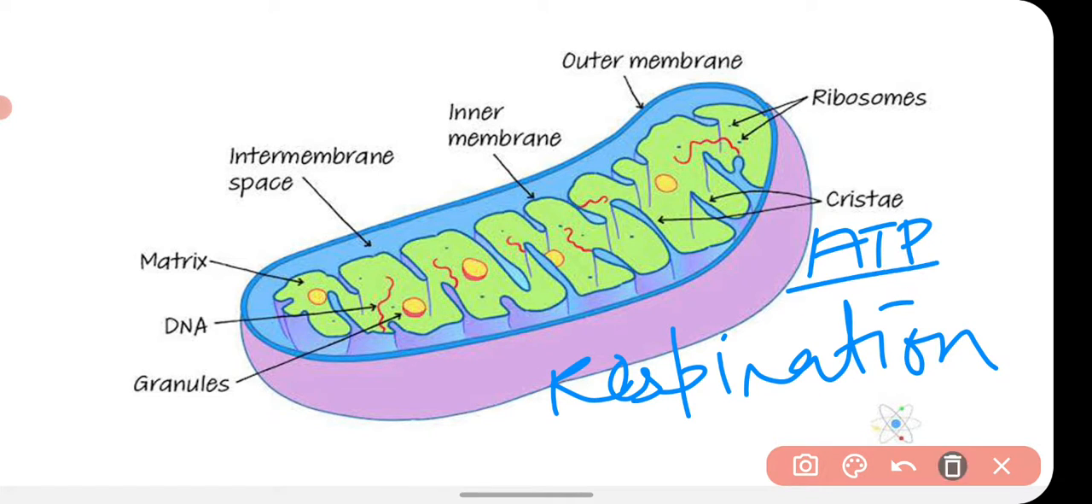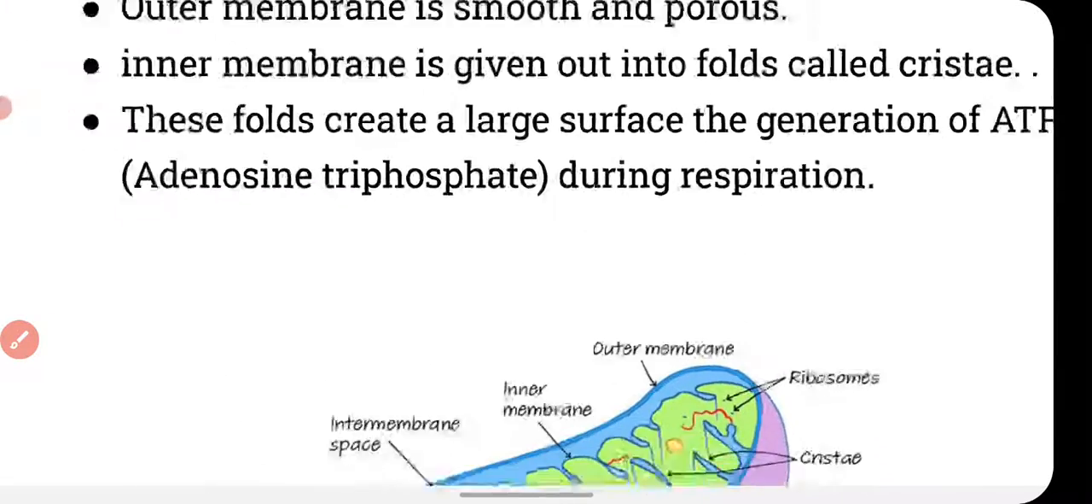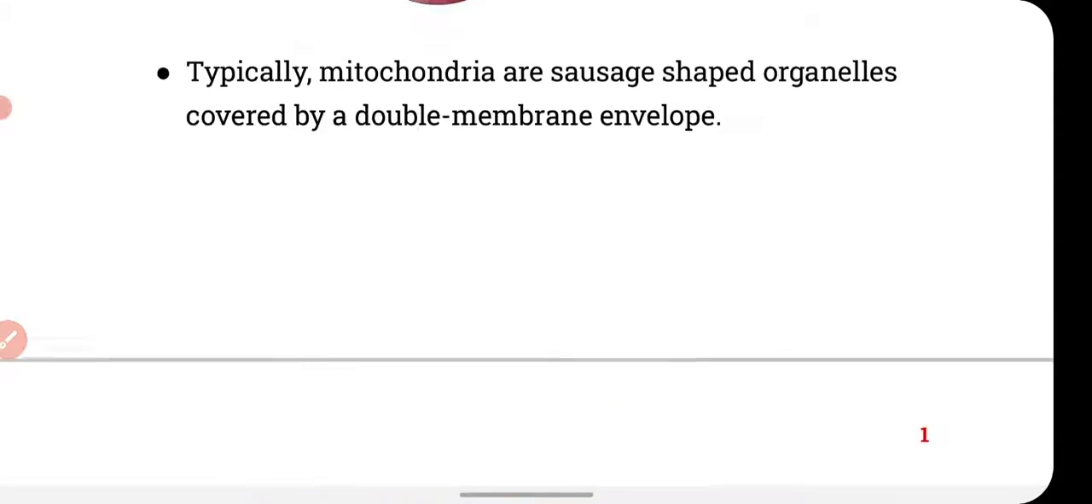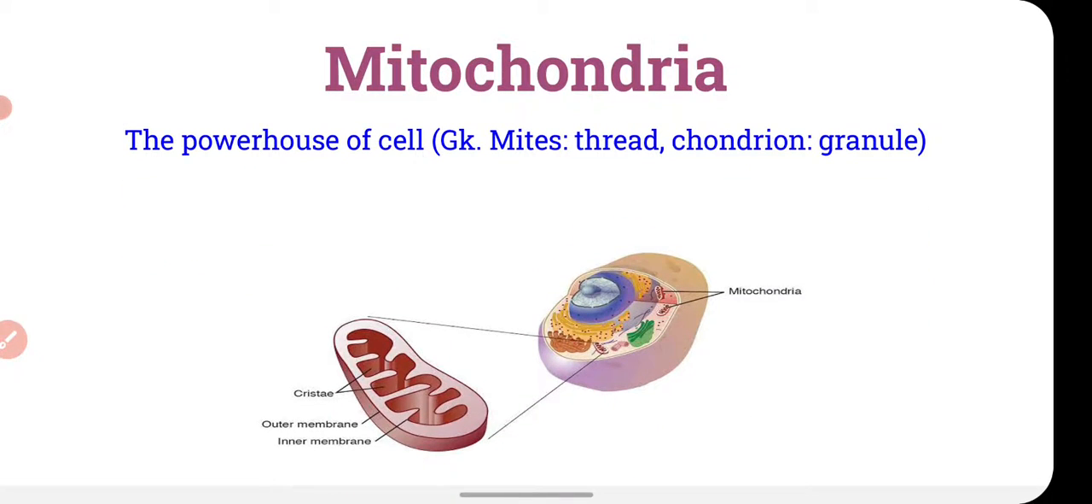So hence the mitochondria are called the powerhouse of the cell, and that's very important for all eukaryotic cells, because as you know, without energy, the cell cannot perform any process.